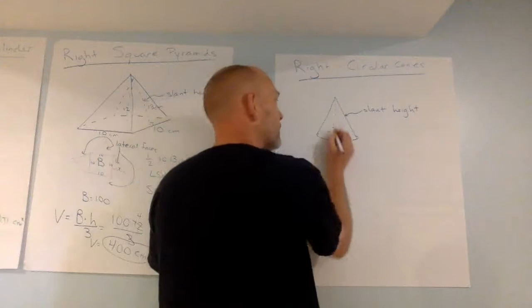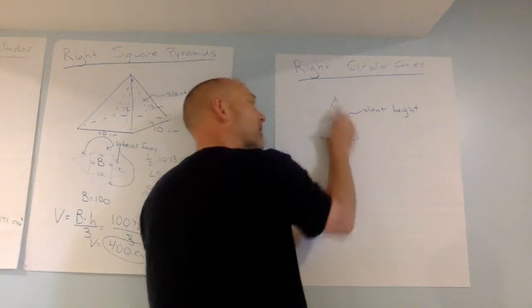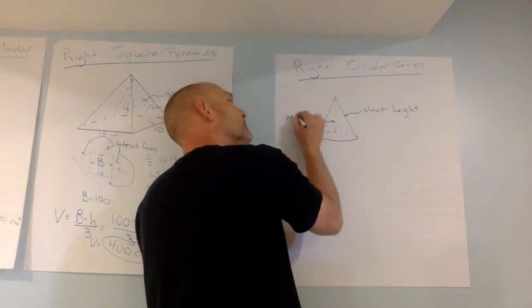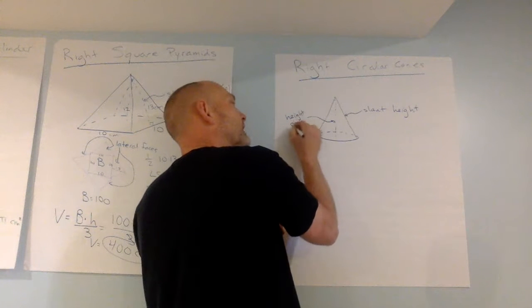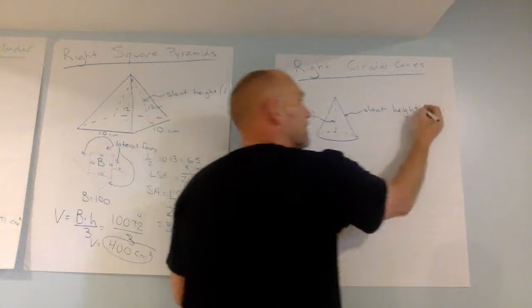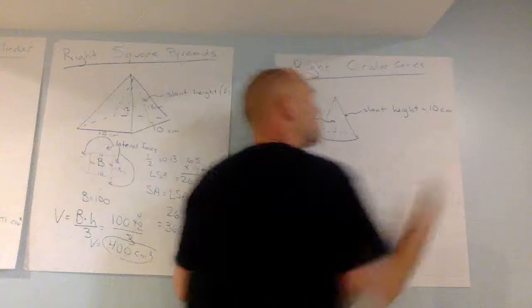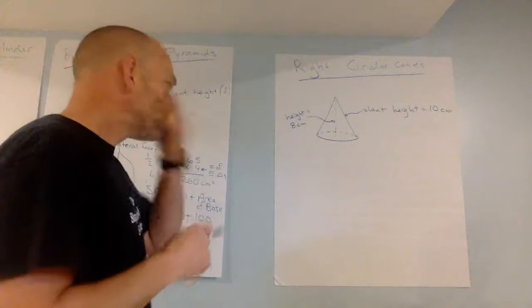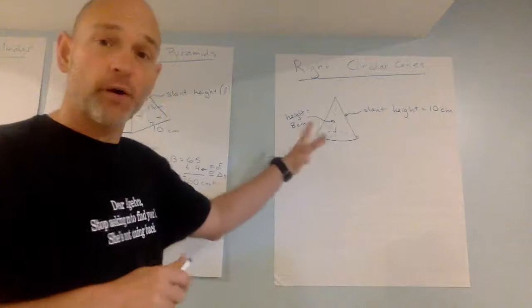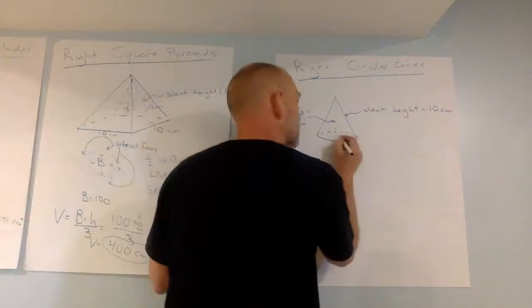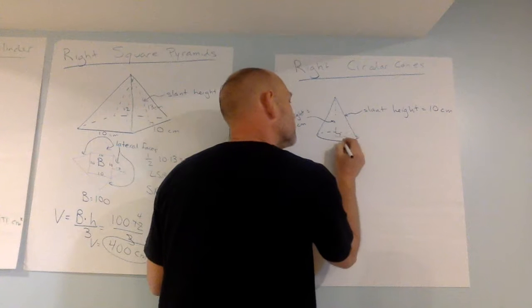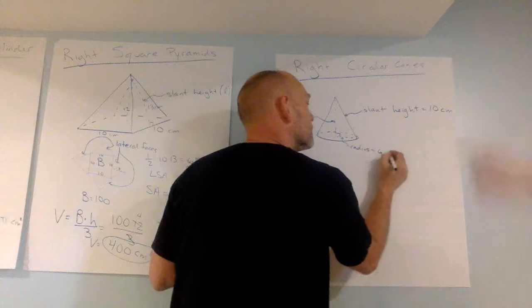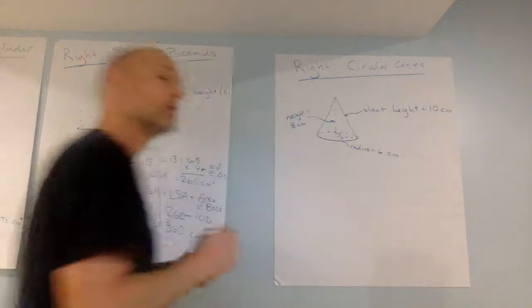We're gonna have the same thing where the slant height is not the same as the regular height. In this case, I'll make the regular height 8 centimeters and the slant height 10 centimeters. For this one, I'm going to say that the radius is 6, which means it's 12 across.